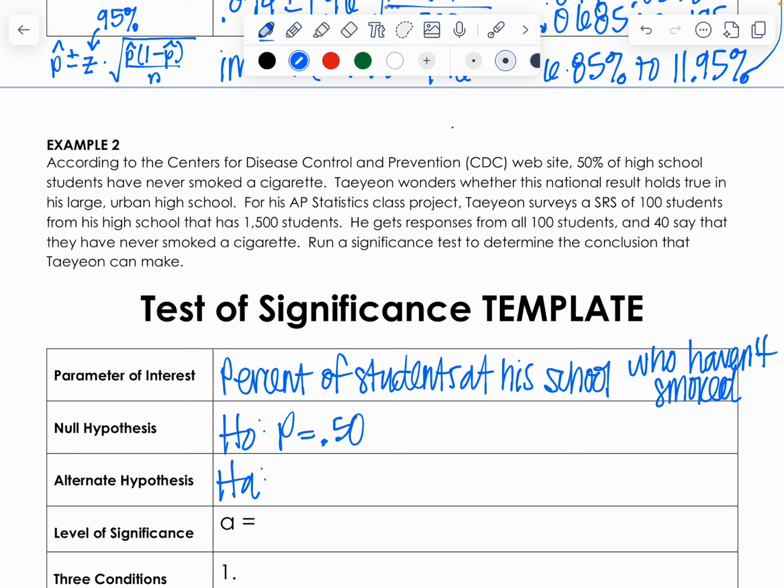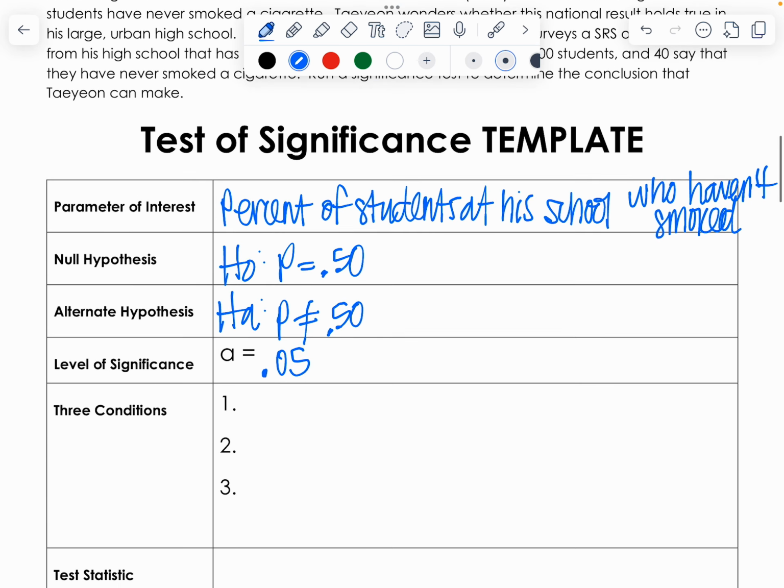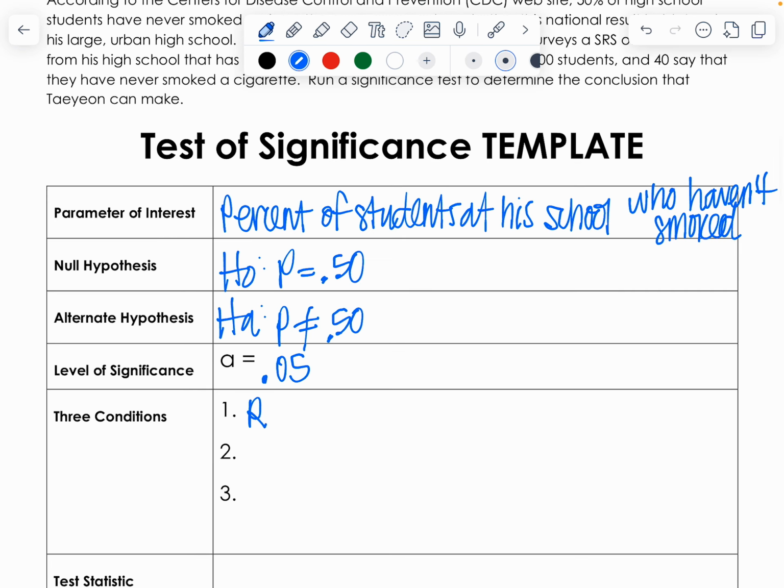Let's see, does it give us direction? It says, Taeyeon wonders whether this national result holds true in his large urban high school. So that doesn't say he wonders if it's more or he wonders if it's less. He just wonders if it's true. So our alternate will be that p is not equal to 0.50. All right, we can use, let's say we use this time because it's not given to us, a 5% level of significance. And yes, he took a random sample.